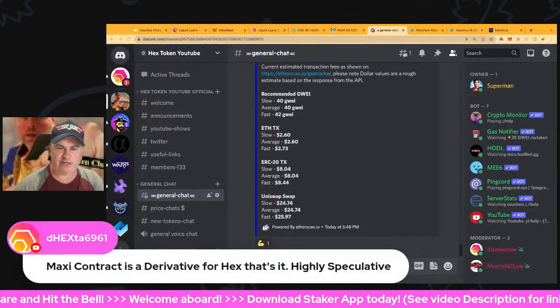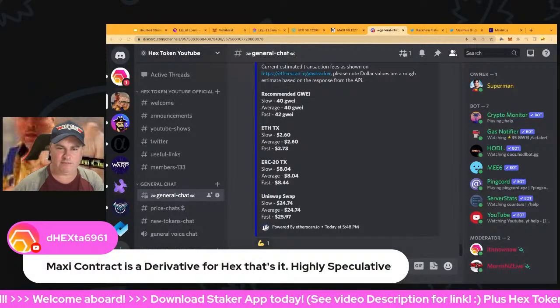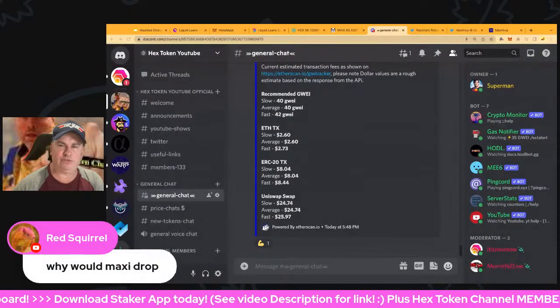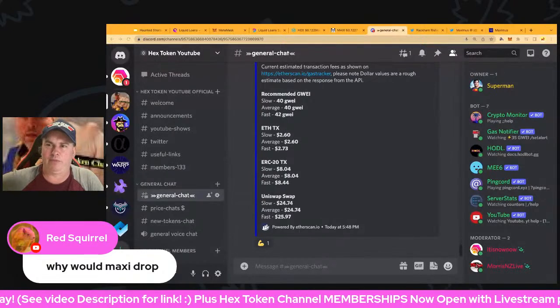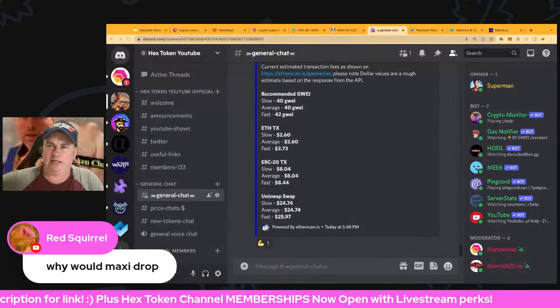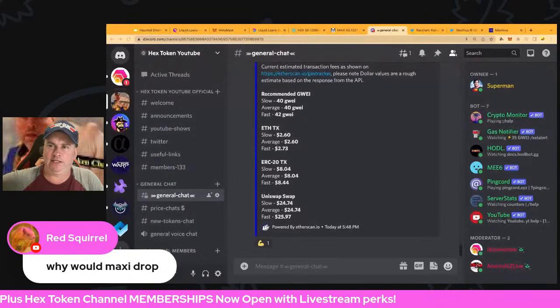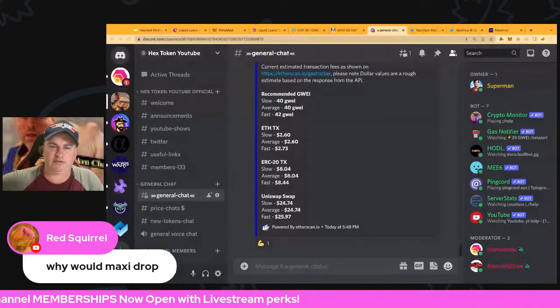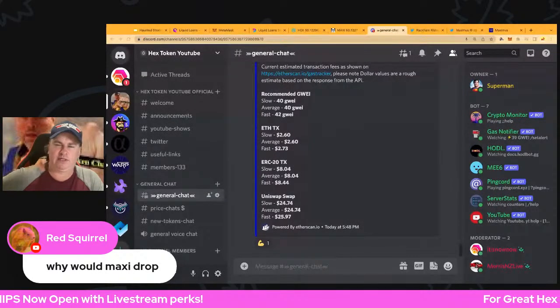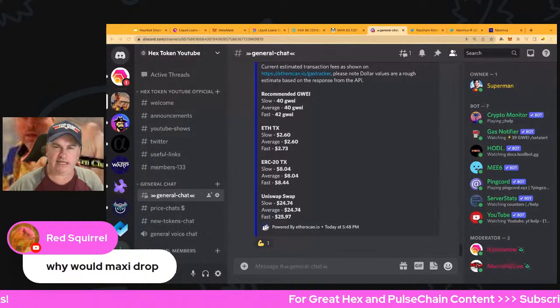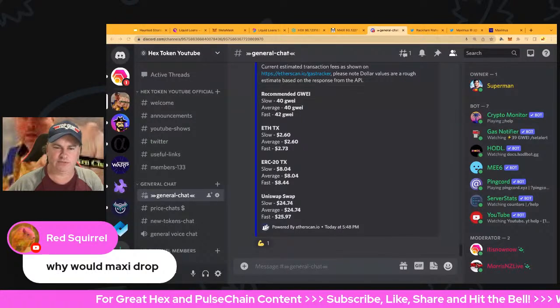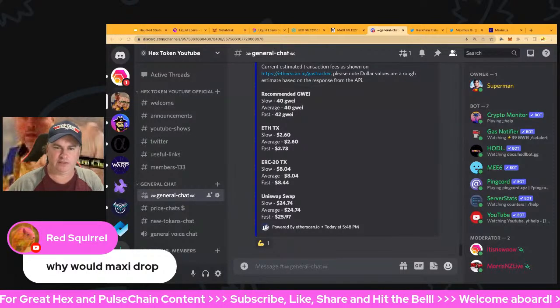Maxi contract is a derivative of Hex. That is highly speculative. Yep. Why would Maxi drop? Maxi would drop because people in the market make the price drop. People might want to sell their Maxi. The market becomes volatile. Just all the normal reasons, Red Squirrel, that Maxi would drop. Markets do that, right? Hex dropped 82%. So yeah, just all those reasons why Maxi would drop.